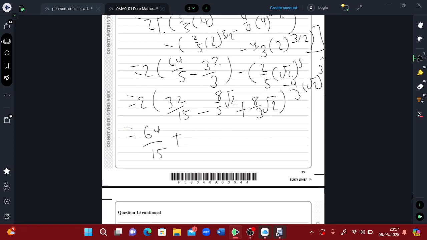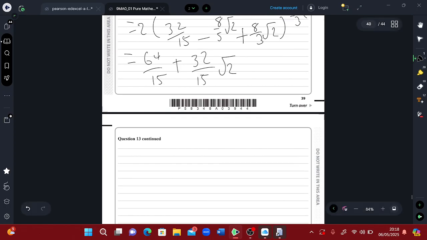So 8 over 3 root 2 minus 8 fifths. So 8 thirds minus 8 fifths is 16 over 15, times that by 2. And actually, it tells you we get 32 over 15 root 2. And actually, what you should spot is that we can factor out 32 over 15. So this is just going to be 64, which is double 32, so that's going to be 2. And then that's simply going to be root 2. And that should be the form it wants you to write it in.